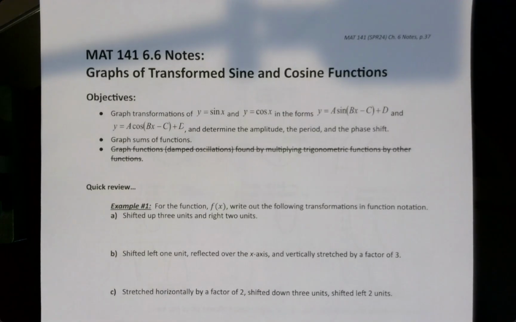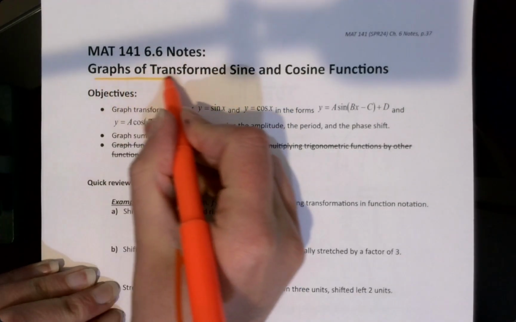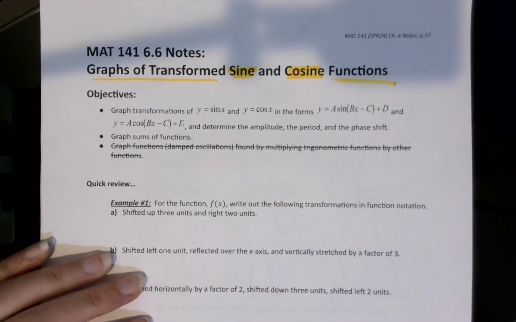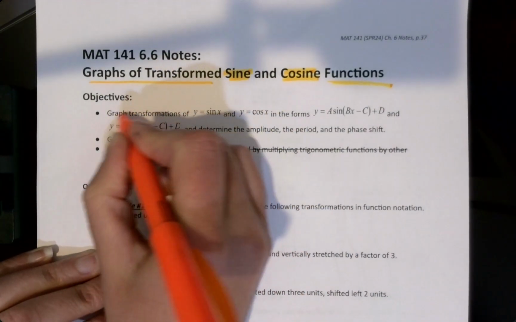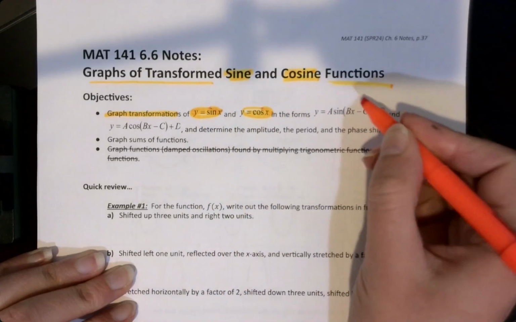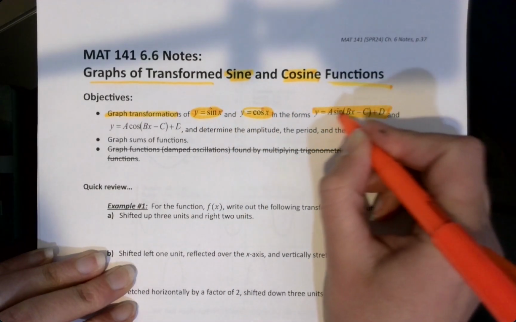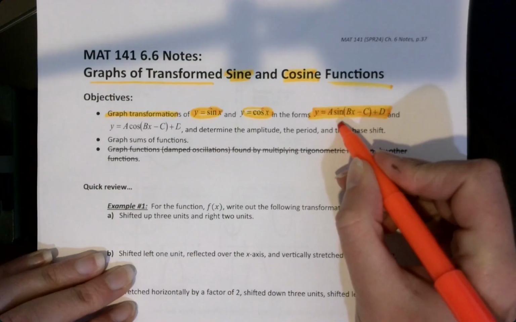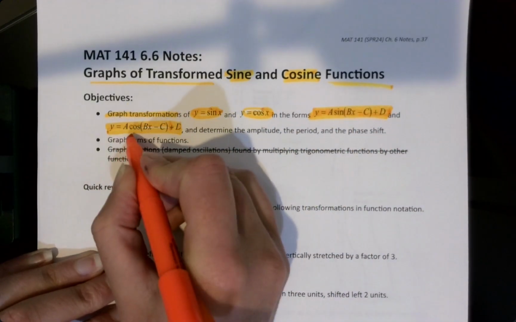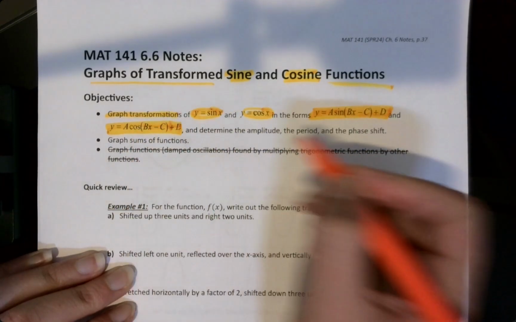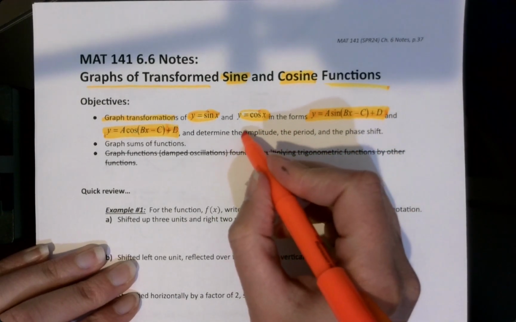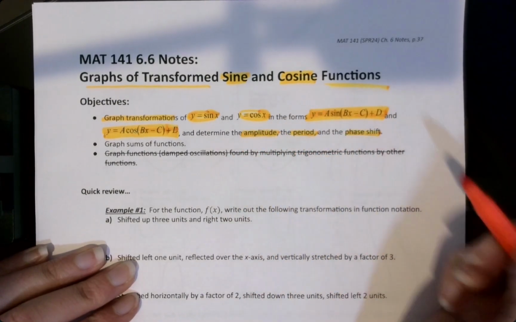In section 6.6, we're going to look at graphs of transformed sine and cosine functions. So our objective is to graph transformations of the sine of x and cosine of x function. Those look like y equals a times sine of bx minus c plus d, and y equals a times cosine of bx minus c plus d. We're going to talk about the transformations and the effects of those values. We'll use those to determine the amplitude, period, and phase shift of the graph.